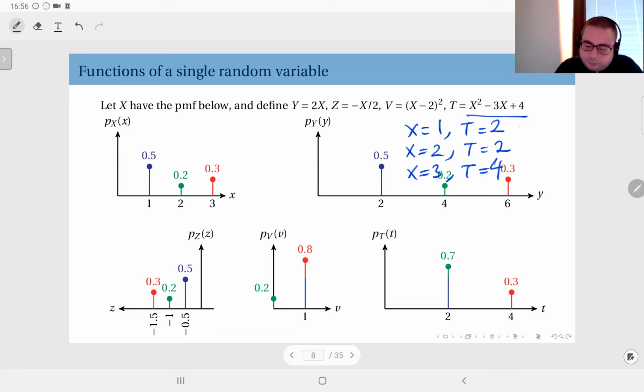Okay, so this occurs with probability 0.5, this with 0.2. So together they make 0.7, and T equals 4 occurs with probability 0.3. Therefore, we obtain the PMF of T in this way.